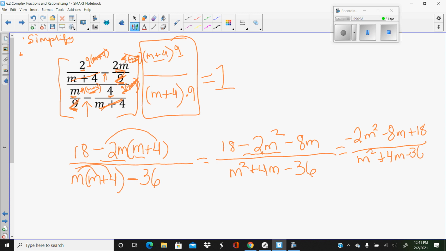And this is as far as we go. We're not going to worry about factoring. I just want to simplify so that it's not a complex fraction, and we just have a single numerator and a single denominator.